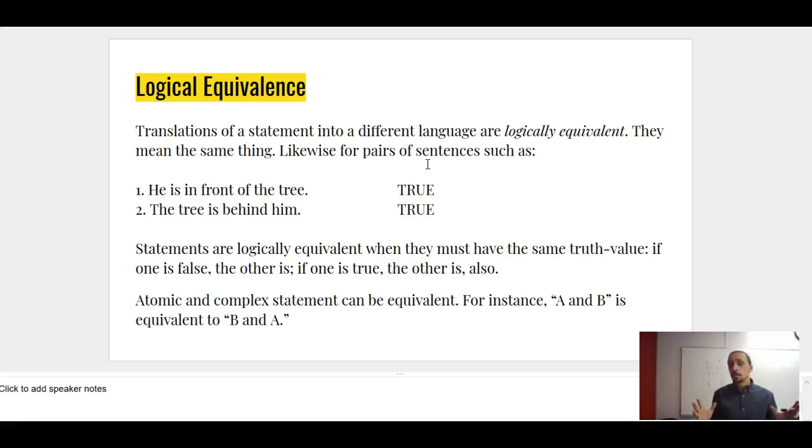Atomic sentences can be equivalent. Complex sentences can be equivalent. For instance, A and B is equivalent to B and A. It's saying the same thing.